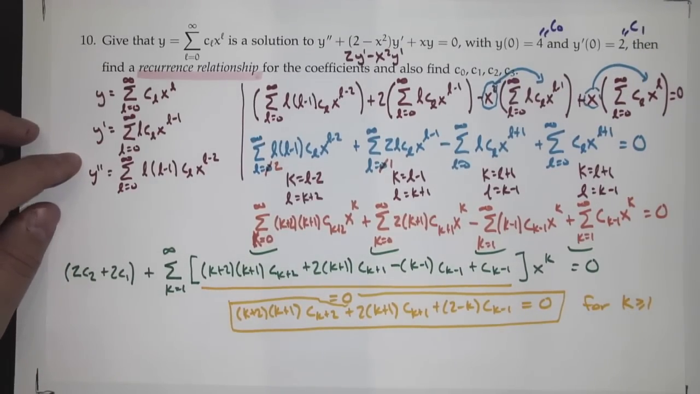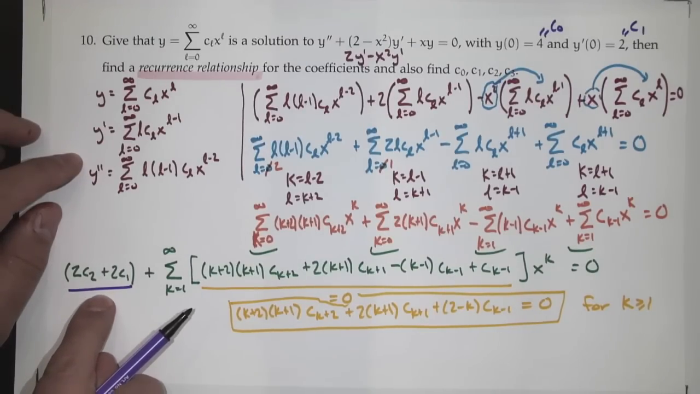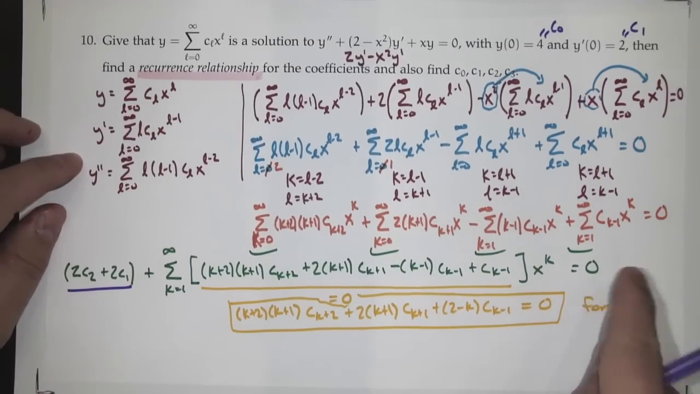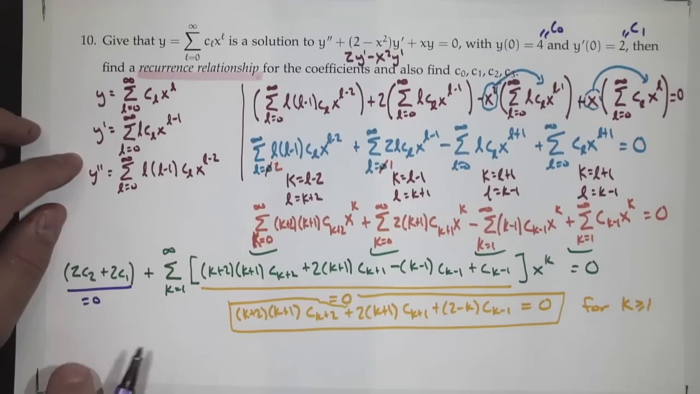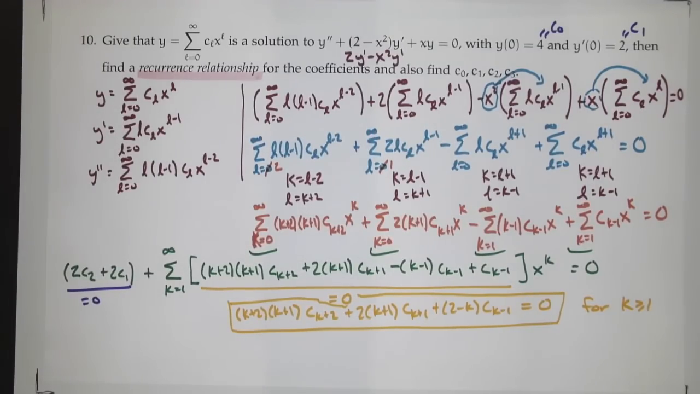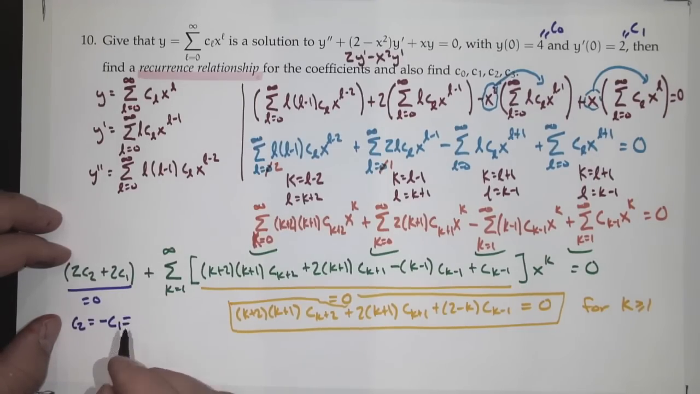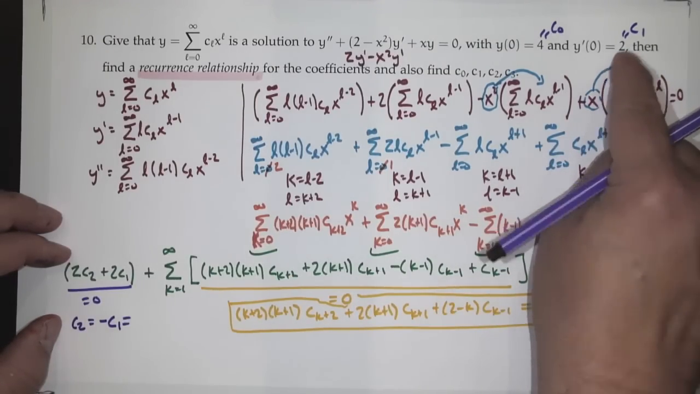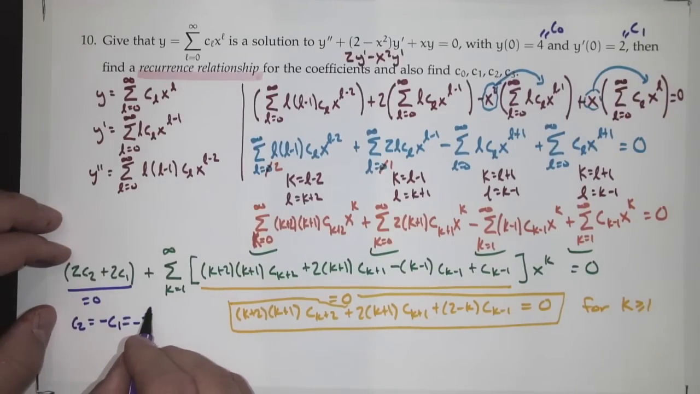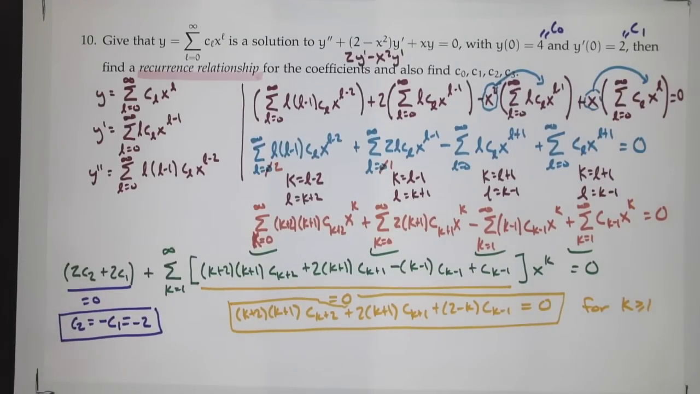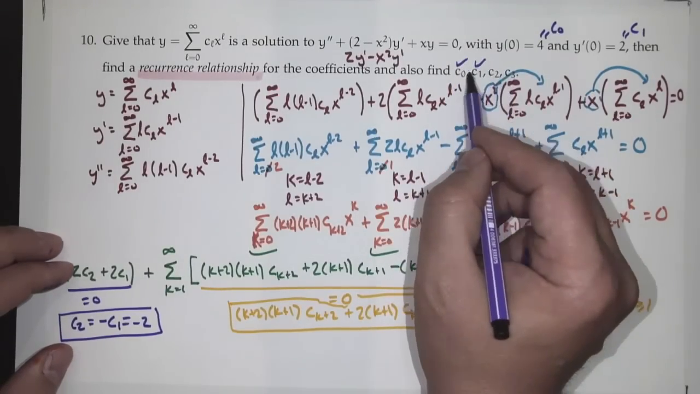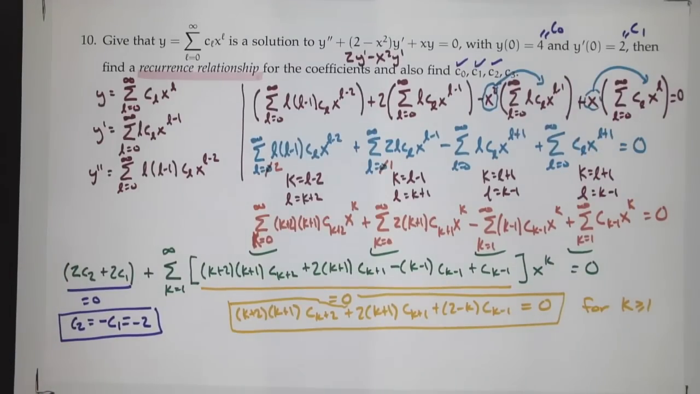How do we get C2? Well, notice our constant term has to be 0. So we set this equal to 0. What does this tell us about the relationship between C2 and C1? So C2 has to equal negative C1, and we know C1 is 2. So negative 2. So now we found C0, C1, initial condition, C2, our constant terms. That leaves us with just one more to go, C3, and then we can call it a night.